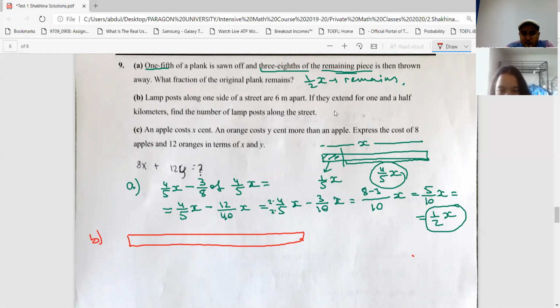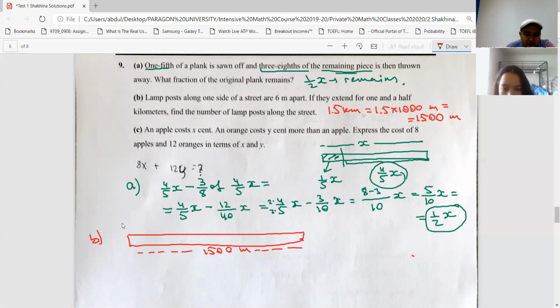So 1.5 kilometers, immediately we have to change this into meters. We should multiply this by 1,000, right? Because 1 kilometer equals 1,000 meters. And if you multiply this, that's equal to 1,500 meters. So the length of the street is 1,500 meters.